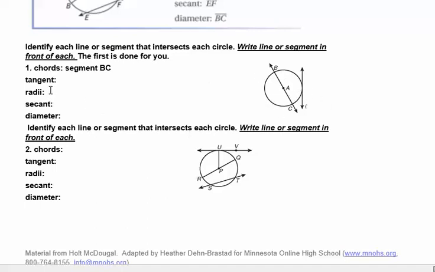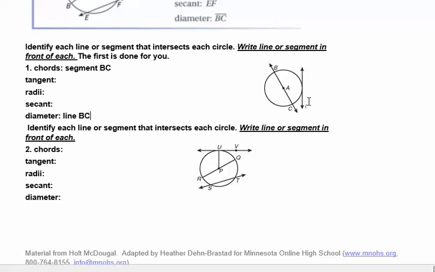So, radii: a radius goes from the center to the edge. A diameter goes through the circle, and that would be line BC. So we can have segment BC, and then later on in the same question, we have line BC because the diameter goes through the center of the circle and extends beyond. So there's both a chord and a diameter that's part of the same line.